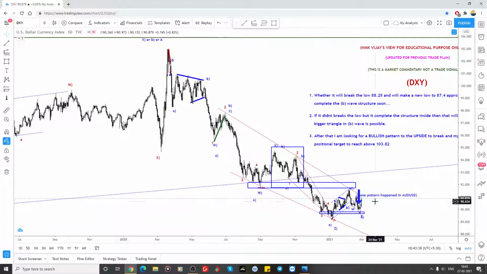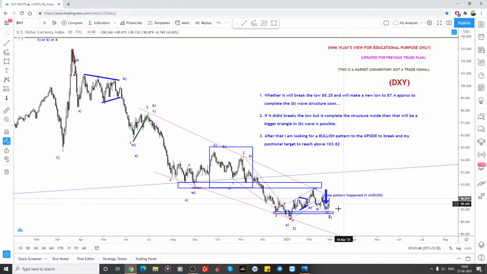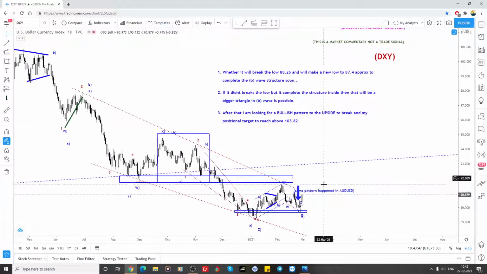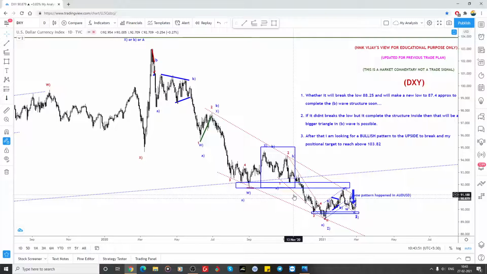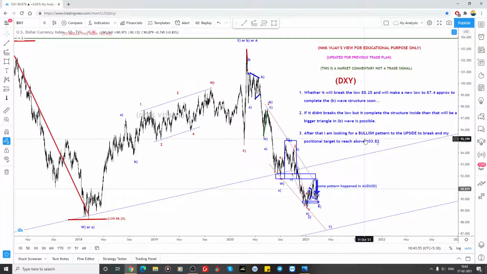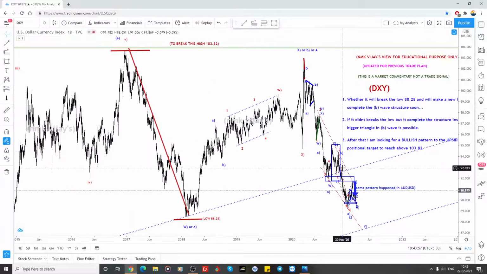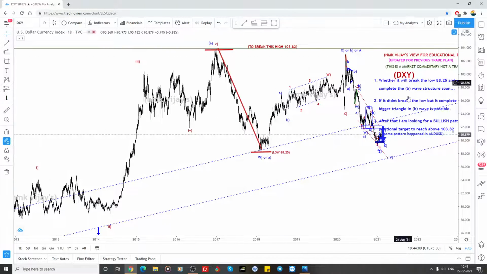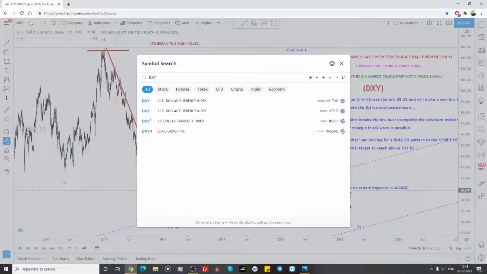So if the fundamental news comes bearish and it breaks down, my previous view is valid. Last week valid, right? So now what I'm saying is it could be a triangle, or it could be a flat correction. Anything can happen in the B wave. So this is my view. And Euro USD.